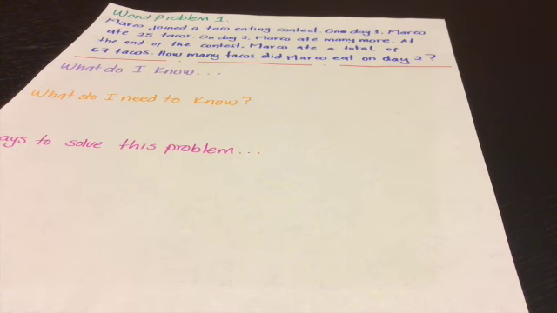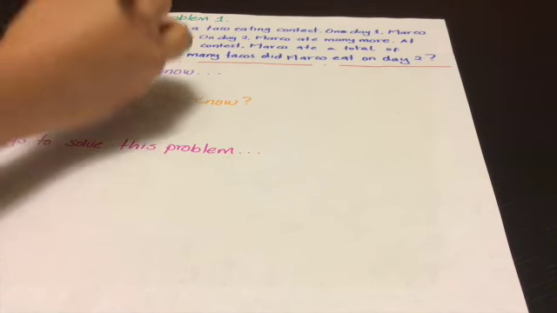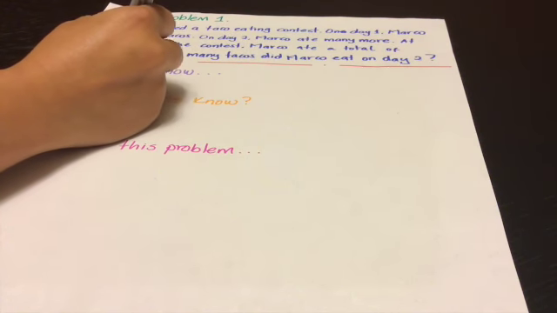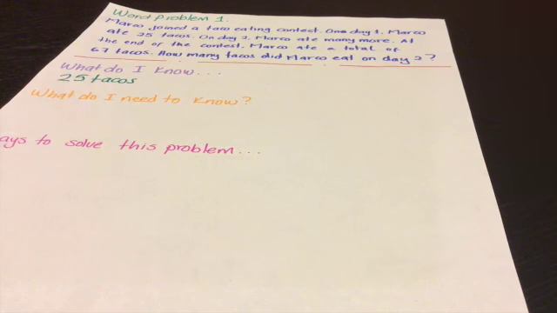So the first thing we need to do is to find the information that we already know. So what is information that we already know? Well, we know that Marco on day 1 ate 25 tacos. So we are going to add 25 tacos that he ate on day 1.